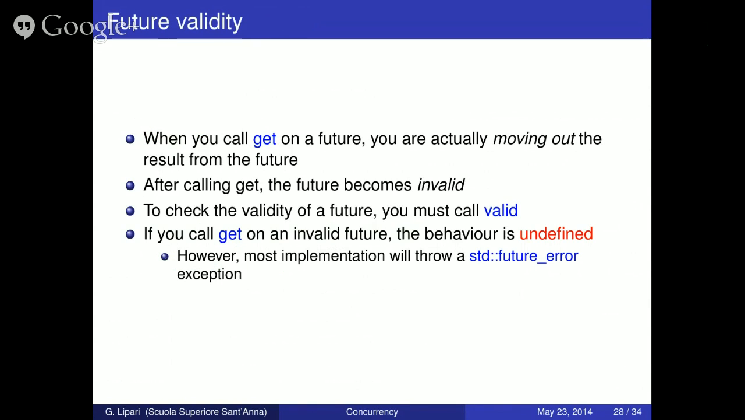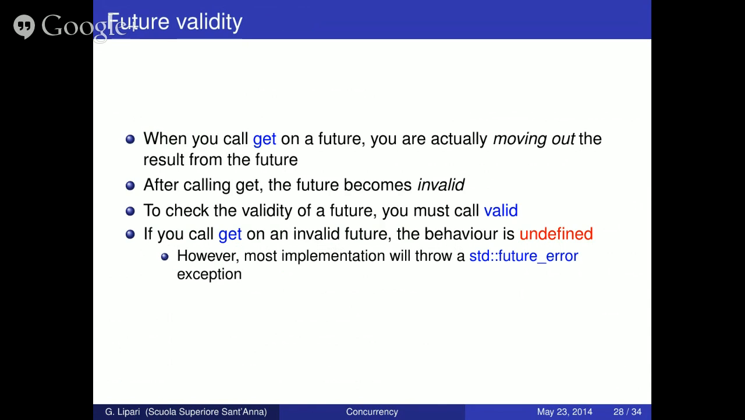When you call get on a future, you are actually moving out the result from the future. So after calling get, the future becomes invalid. The future is actually like a mailbox in which get extracts the value, and after you extract, there is nothing in the mailbox anymore. So to check if the value is still there or not, you must call valid. Valid is a function that returns a bool. If you call get on an invalid future, the behavior is undefined. However, most implementations will throw a future error exception when you call get on an invalid future.